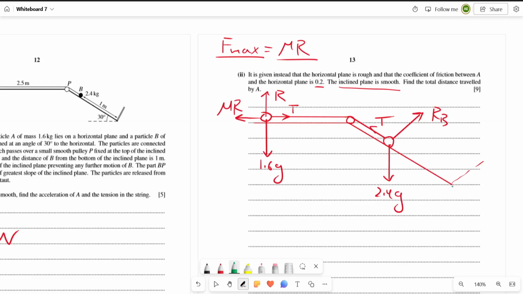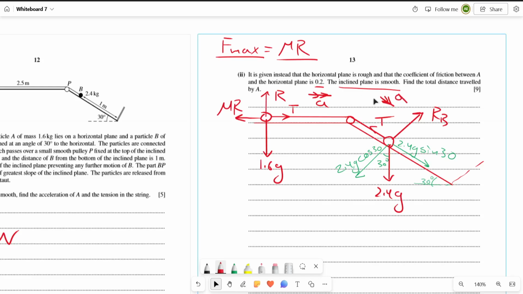So let's do our resolving. So this is 30 degrees. I'm going to have a component down the slope and another component perpendicular to the slope. This angle is 30 degrees. So this is 2.4 g cosine 30, and this is 2.4 g sine 30. I have acceleration this way for A and acceleration that way for B, and they are the same. The question tells me to find the total distance traveled by A.